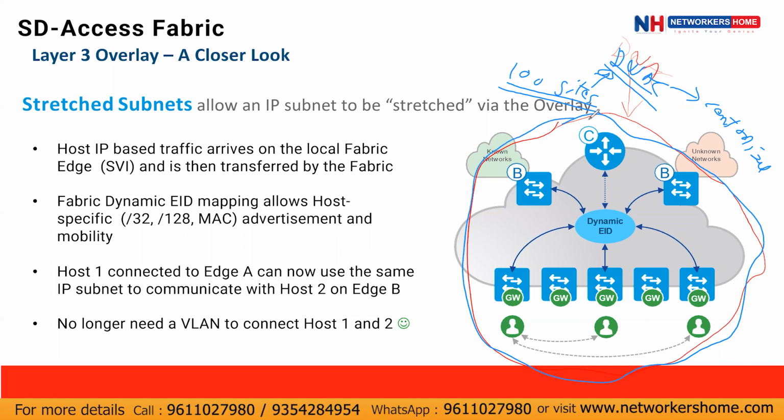Because if you have a single control plane node, border node, and edge nodes, what are we achieving? Then there's no term known as site. Everything will be in a single site. It will not be a different site anymore.